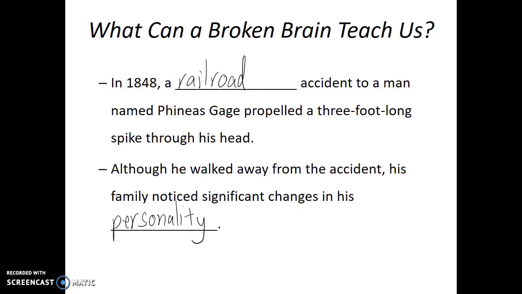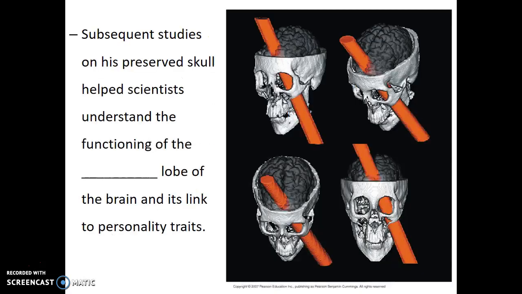While usually being a pretty friendly guy, after the accident he became very aggressive, very confrontational. In fact, even if anyone would make eye contact with him, it would cause these aggressive actions on his part. Subsequent studies on his preserved skull have helped scientists to understand the functioning of the frontal lobe of the brain and its link to different personality traits.